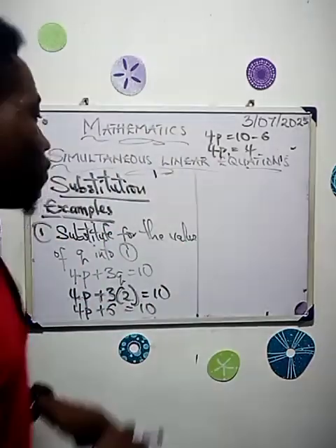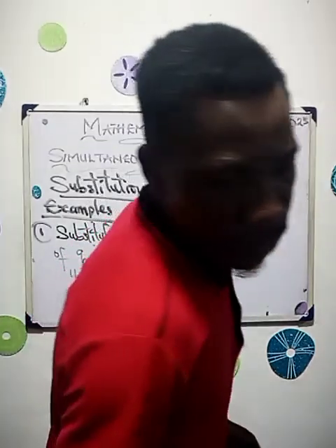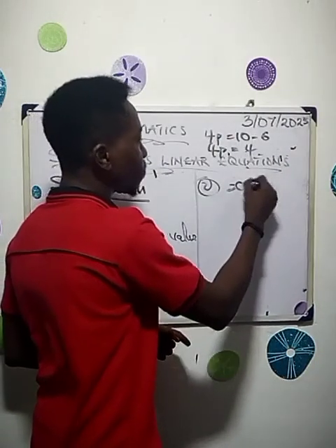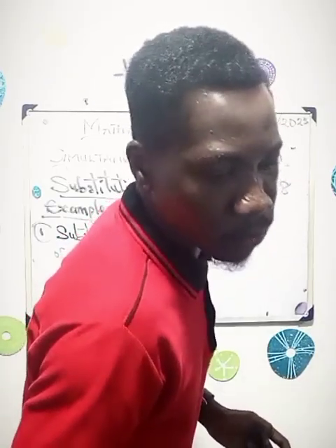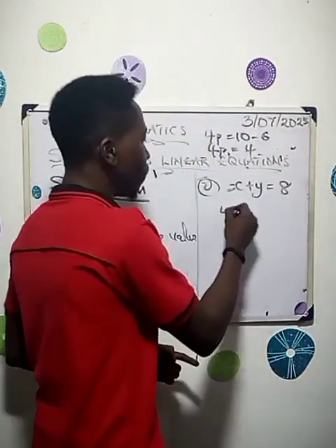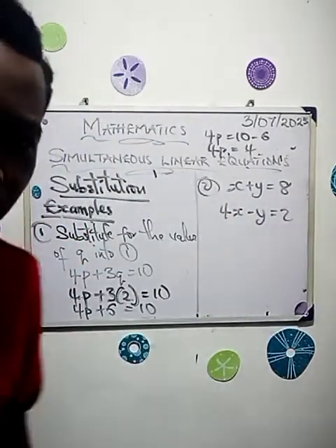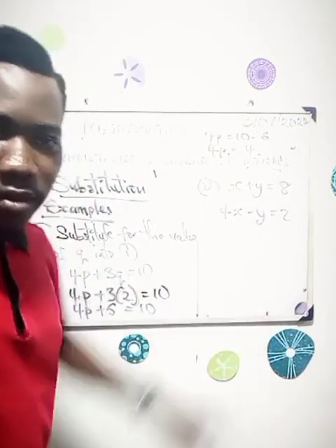So the next example of substitution, number 2, we have x plus y equals 8, and the second one says 4x minus y equals 2. All right, let's try this out. Let's try the substitution method on this.